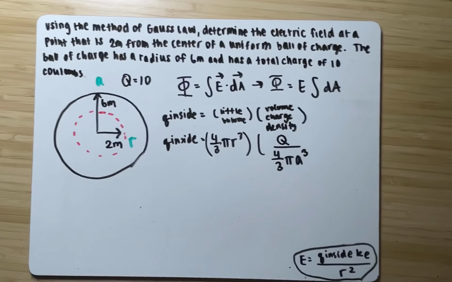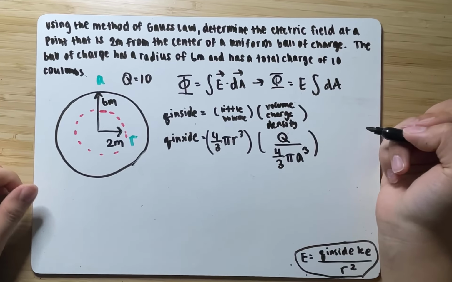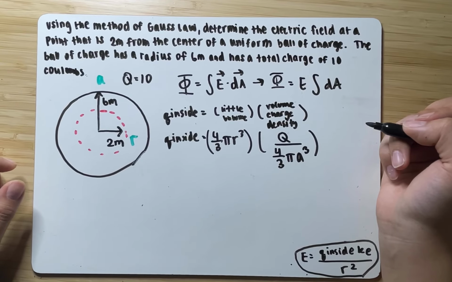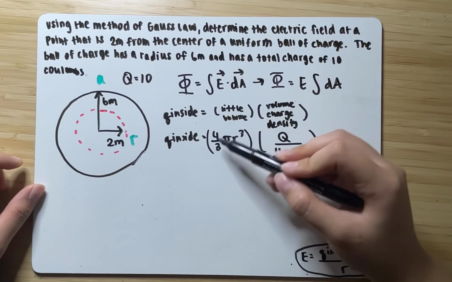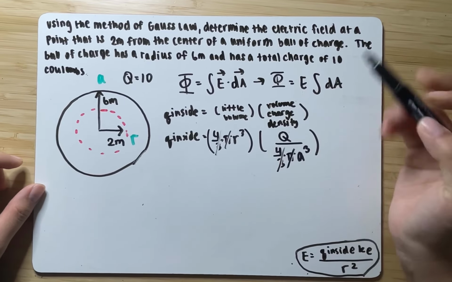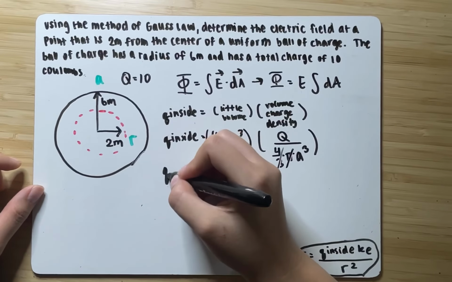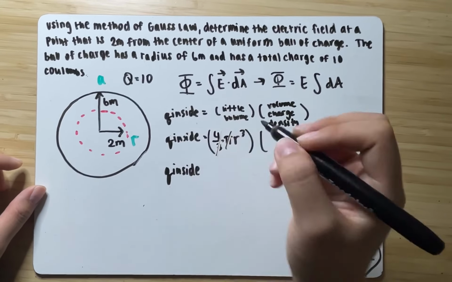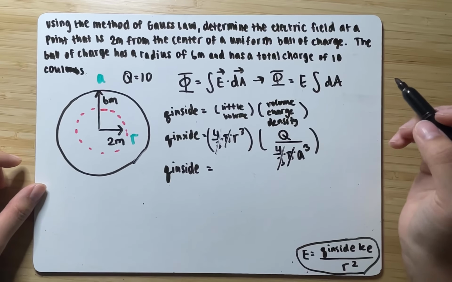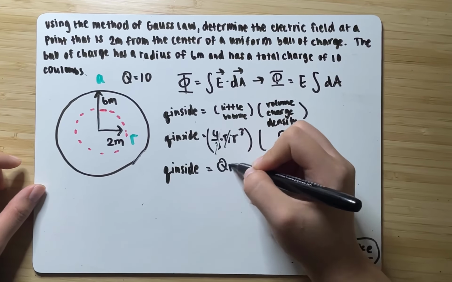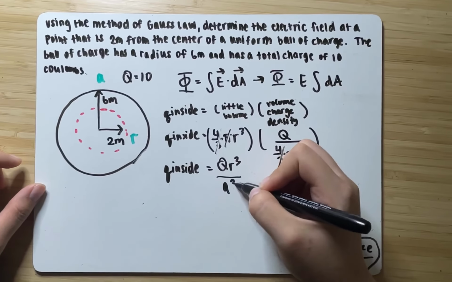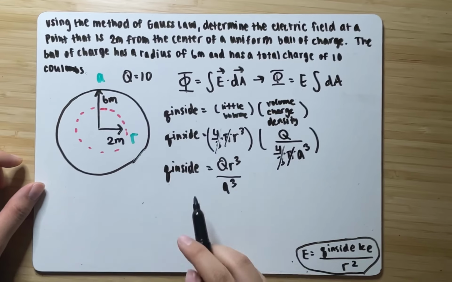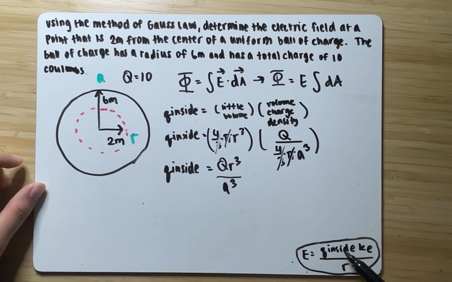Okay, now with this, we can cross out some stuff. We can cross out 4 thirds pi. So let's do that. 4 thirds pi, cross that out. We're left with this, which is Q inside is equal to Q r cubed here over a cubed. So this thingy can be plugged in here now.